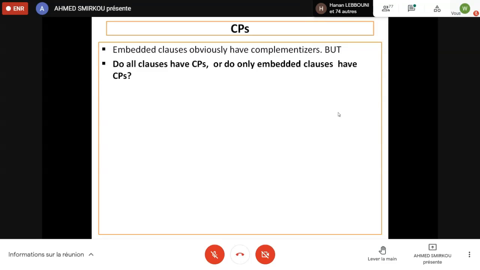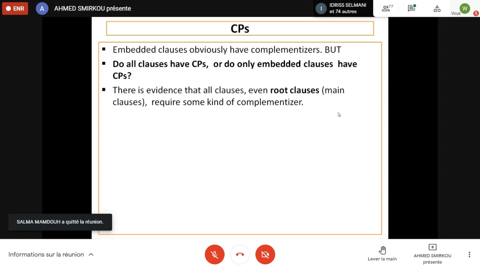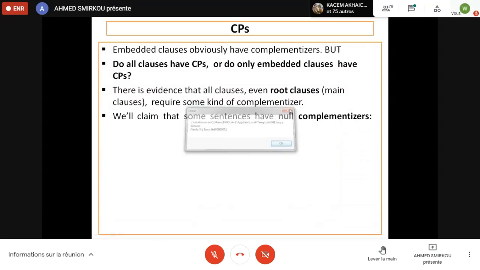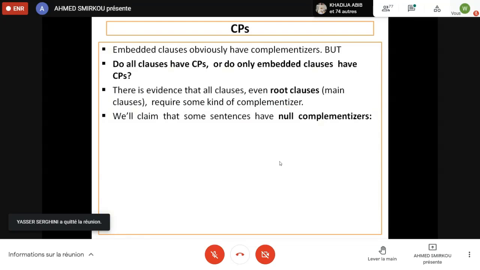So what we are going to do, and this is very strange, maybe it may sound so to some of you, we are going to argue that all clauses, whether they are embedded or not, all clauses have CP. Okay? So there is evidence that all clauses, even root clauses or main clauses, require some kind of complementizer. So we'll claim that some sentences have null complementizers. Okay? So please pay attention. In English, there are complementizers in embedded clauses. No doubt about that. Okay? Because we say it. We say, I think that, etc.